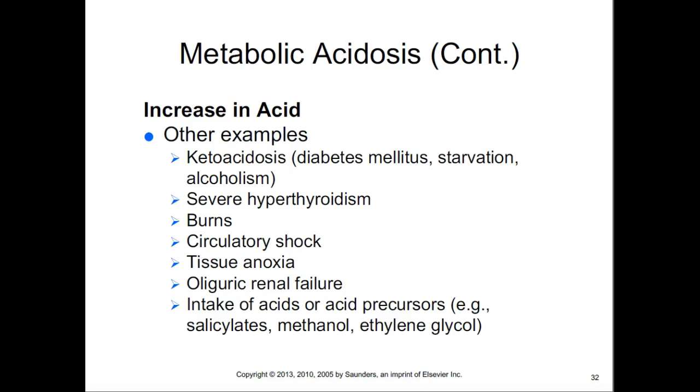Severe hyperthyroidism, when you're burning through so much glucose. Burns, circulatory shock, tissue anoxia, oliguric renal failure, and intake of acids or acid precursors like salicylates, methanol, or ethylene glycol. Okay, so these are basically things that you need to call poison control for, right?